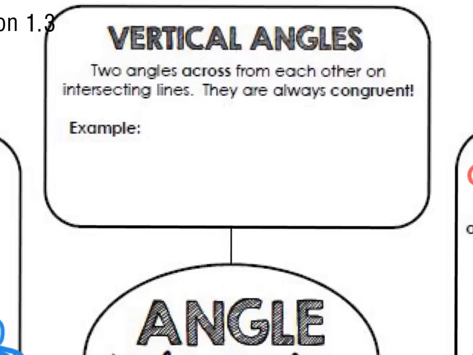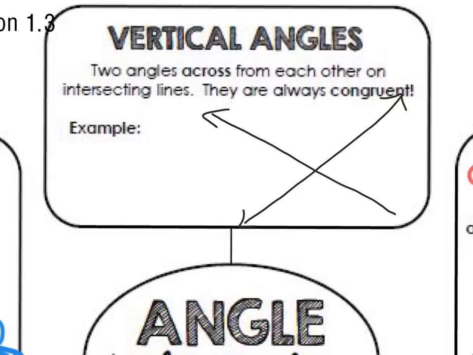All right, our final type of angles here, vertical angles. It says two angles across from each other on intersecting lines. They are always congruent. Let's see what that's talking about here. Let's say I draw a big X.